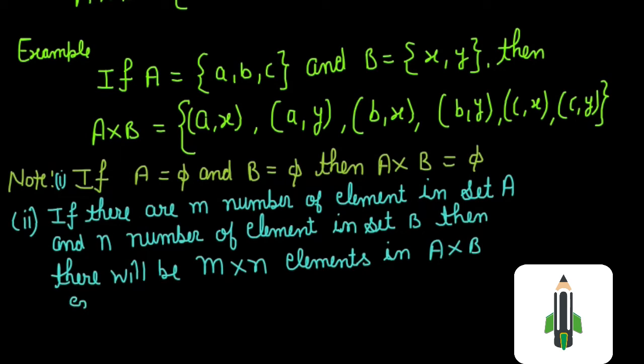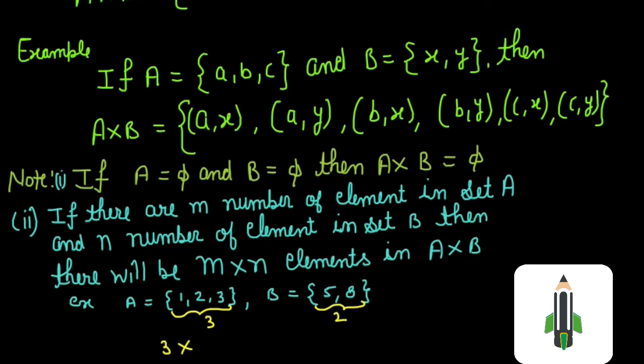To understand this, we take an example. A is equal to {1, 2, 3} and B is equal to {5, 8}. We know that there are only 3 elements in set A and 2 elements in set B. So the number of elements in A cross B is 6. 3 cross 2 is equal to 6.